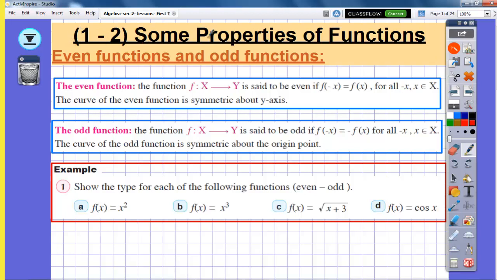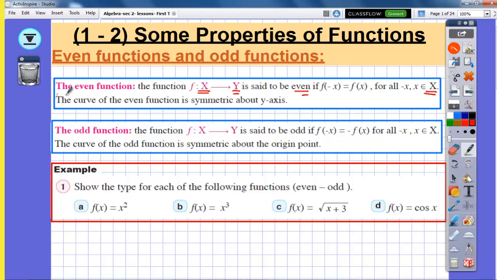Lesson 1-2: Some properties of functions, even functions and odd functions. Let's start with the definition. First, the even function. The function f from X to Y, where X is the domain and Y is the codomain, is said to be even if f of negative x equals f of x for all elements negative x and x belonging to X, the domain.